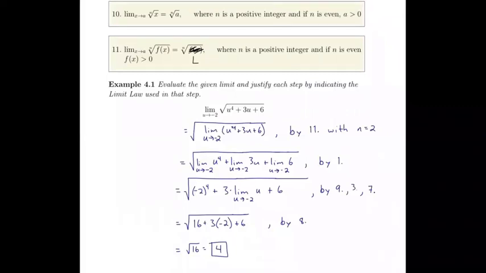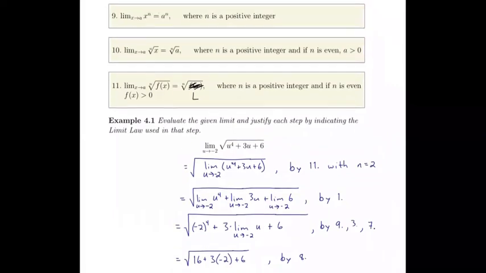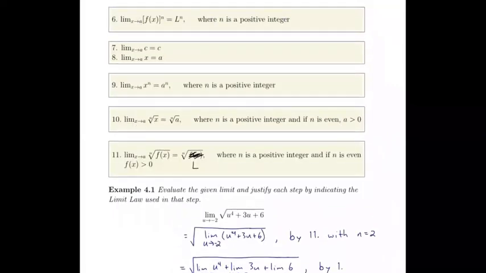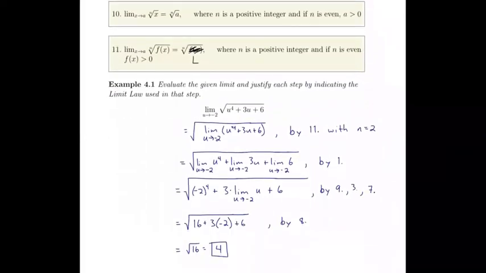And lastly, we're taking the limit of 6 as u approaches -2. Well, this is a constant function. This is c equal to 6 in this case, some constant, and this is using limit law number 7 up here. So the limit of 6 as u approaches -2 is simply 6. So that one evaluates pretty easily. Constants are nice like that.